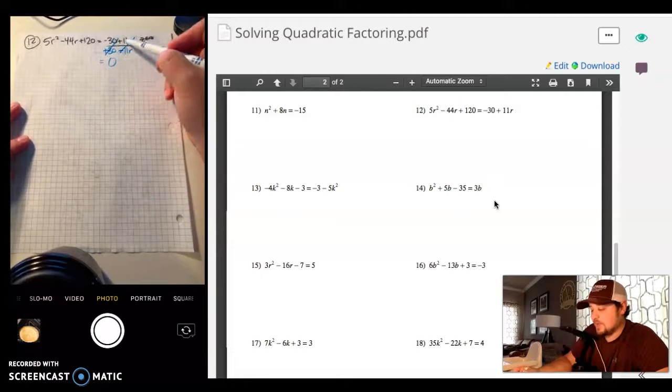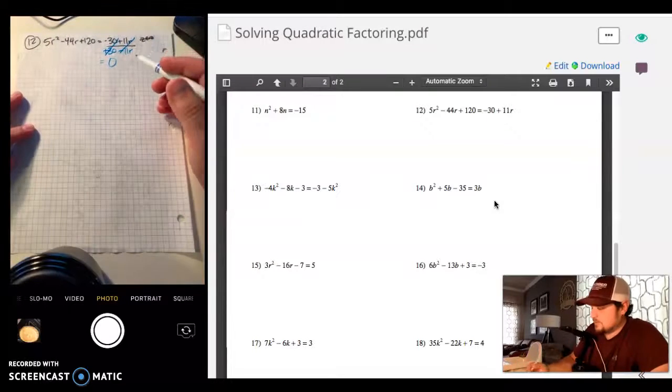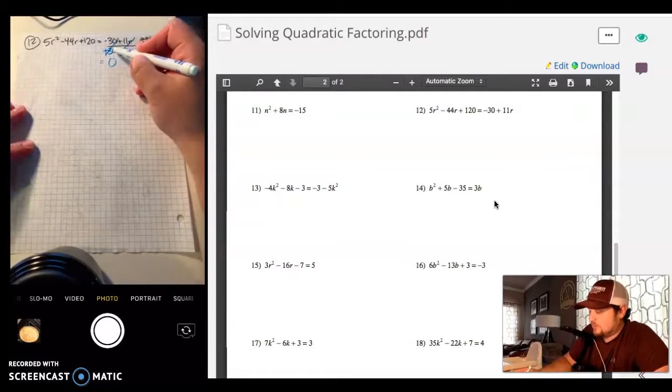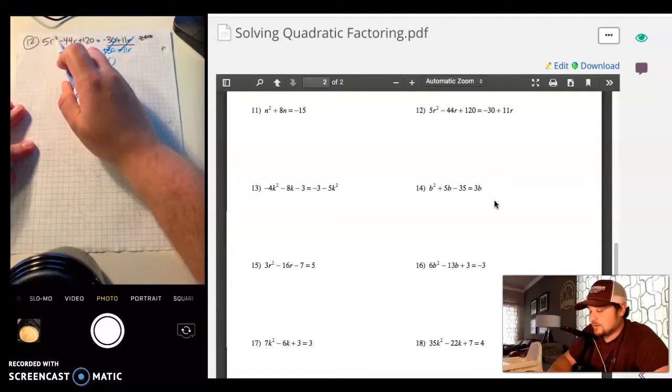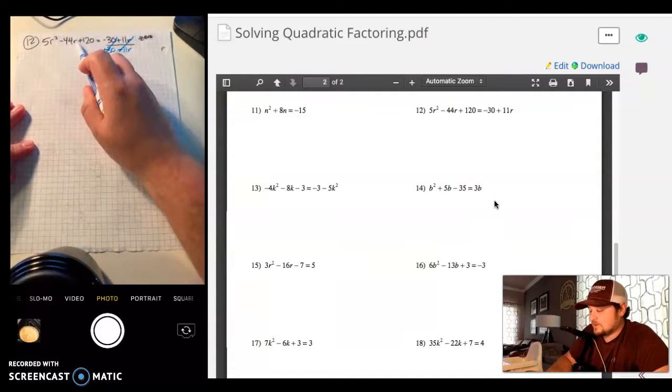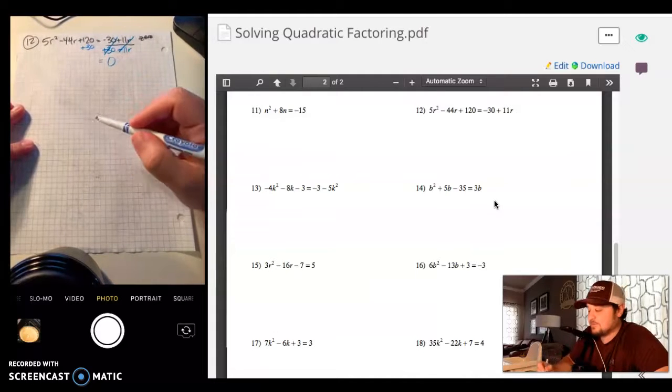I can't just take these away. I have to take them away from this side. That way my equation stays balanced. So where can I add 30 in this equation? I can't add it here because this has an r squared. I can't add it here because this has an r, so it's got to go here. There's going to be where I can add 30.